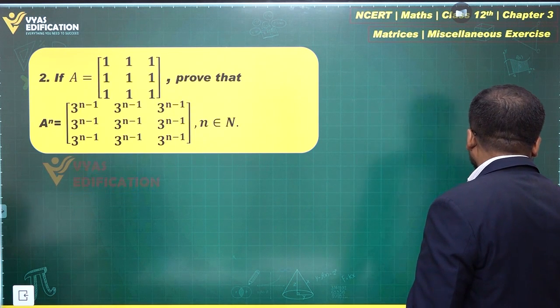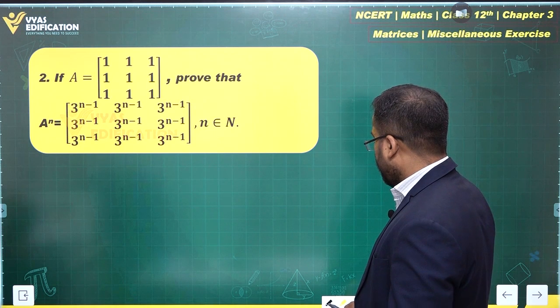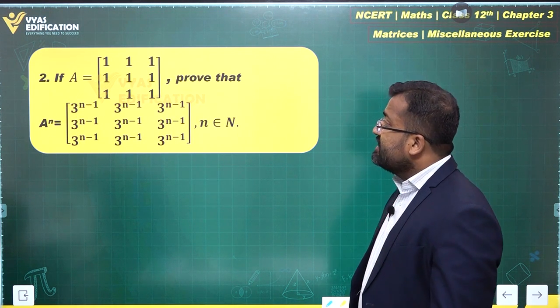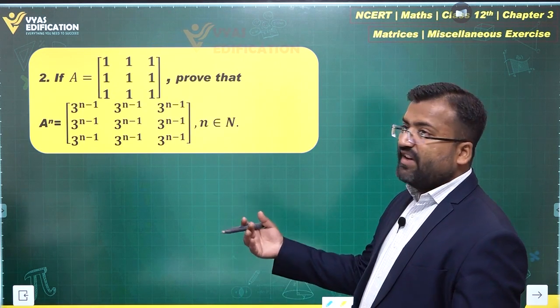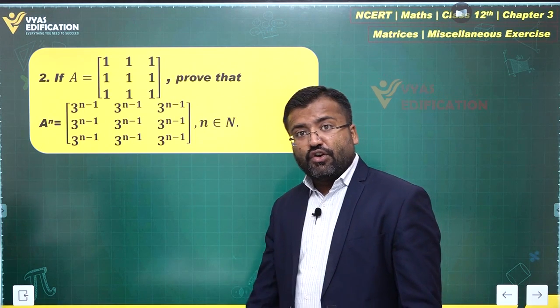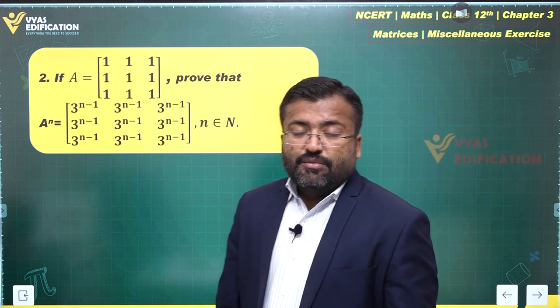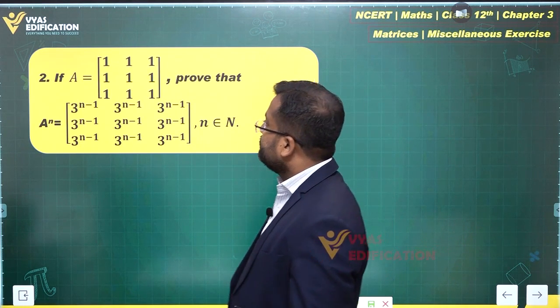Okay, is there any other approach? Yeah, there's one more approach, that is you can observe patterns. If you already have A, let's find A square, let's find A power 3, A power 4, and we can observe that this kind of a pattern will be followed, right? Any other approach? Yes, there's PMI also. Let's use that PMI.